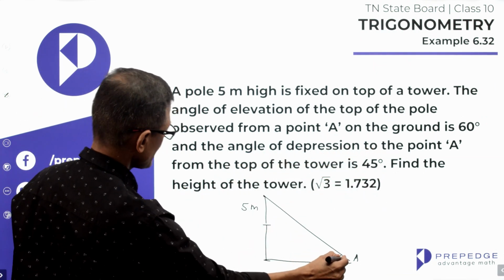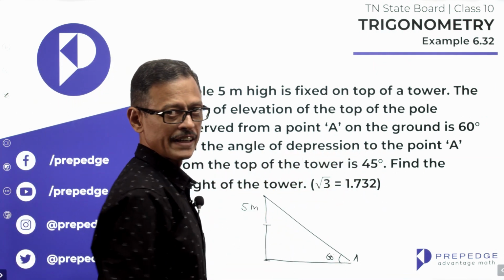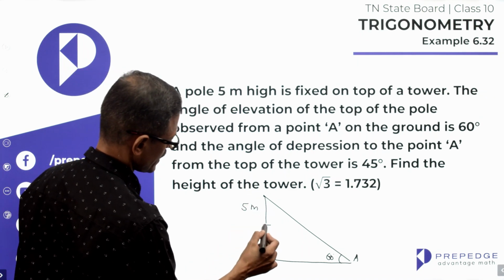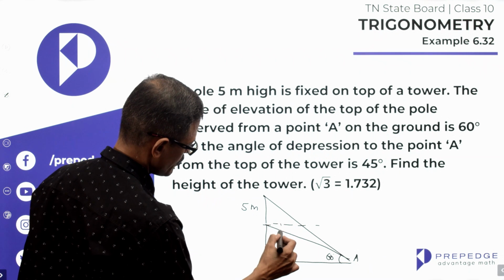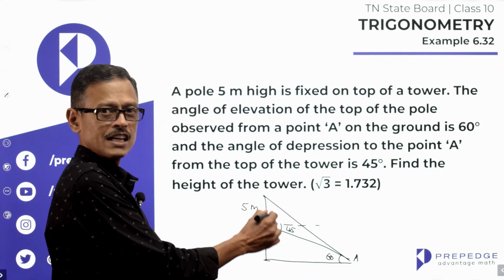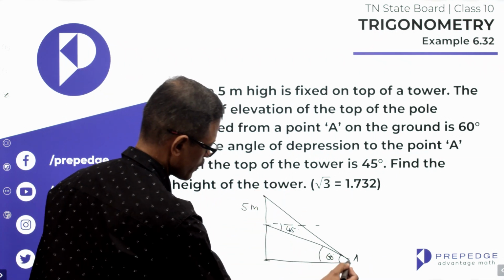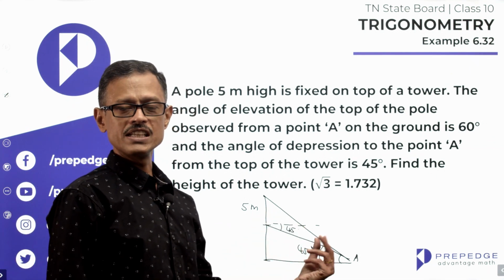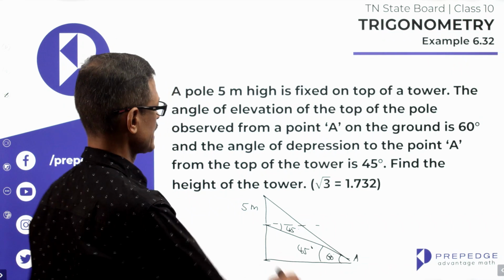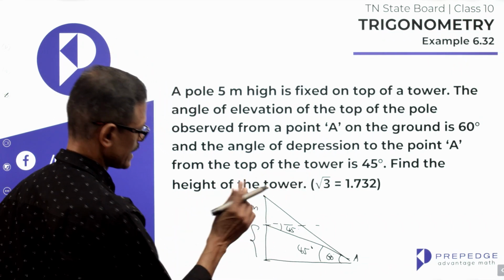And the angle of depression to the point A from the top of the tower is 45 degrees. இது top of the pole, இது top of the tower. டவர்ல இருந்து நம்ம இந்த point A பார்த்தோம்னா angle of depression 45 degreesங்கறாங்க. Angle of depression 45 degrees na angle of elevation from point A to the top of the tower will be 45 degrees. Angle of depression is equal to the corresponding angle of elevation, right? என்ன கண்டுபிடிக்கணும்? We need to find out the height of the tower.